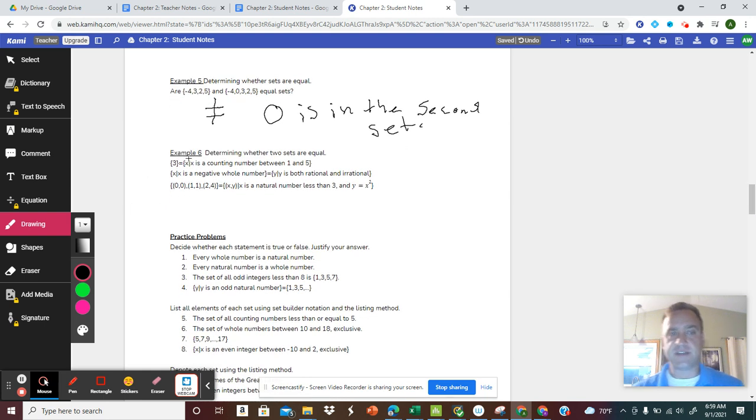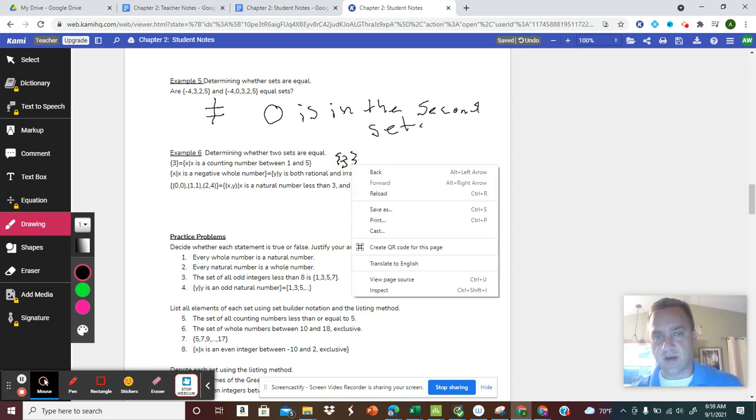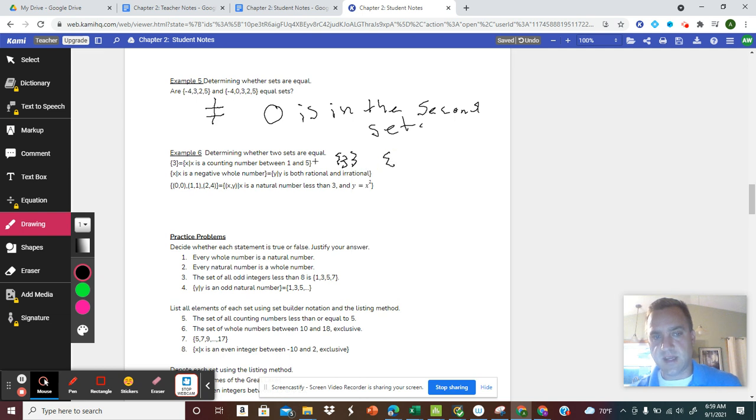And then we're going to move on to example 6, determining whether two sets are equal. {3} is compared to {x such that x is a counting number between 1 and 5}. If I rewrote those real quick, let me just write the set containing 3. And the other set is going to be the set containing, if x is a counting number or natural number between 1 and 5, that is 2, 3, and 4. So we can see that these two sets are not equal.